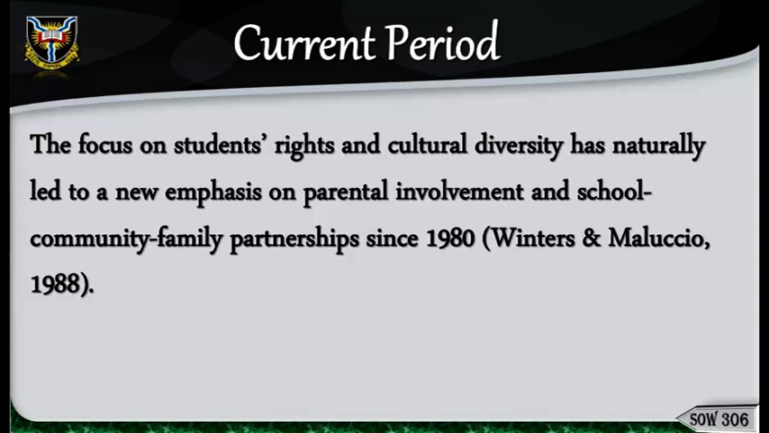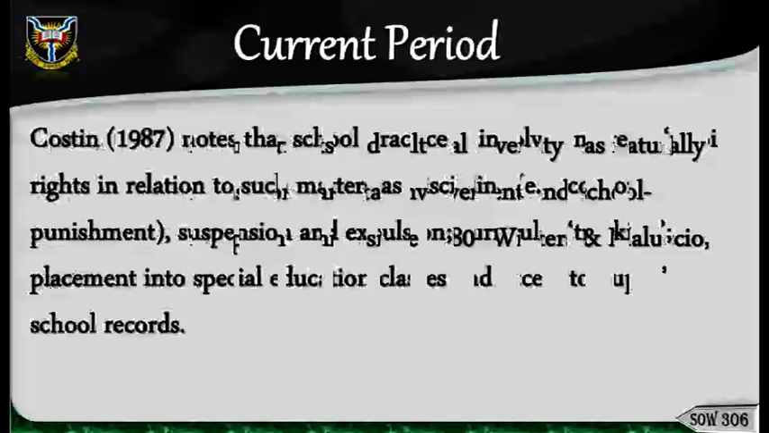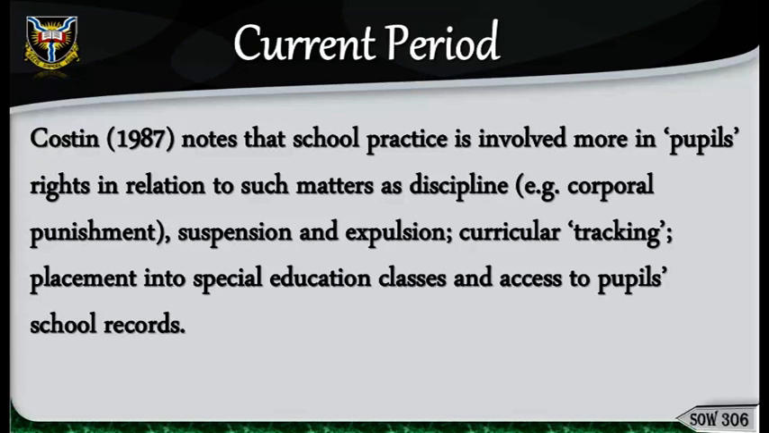Winters and Maluccio, 1988. In addition, Costin, 1987, notes that school practice is involved more in pupils' rights in relation to such matters as discipline, for example, corporal punishment, suspension and expulsion, curricular tracking, placement into special education classes, and access to pupils' school records.